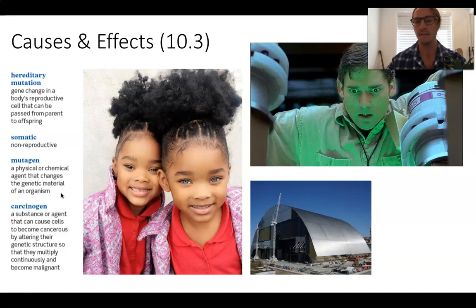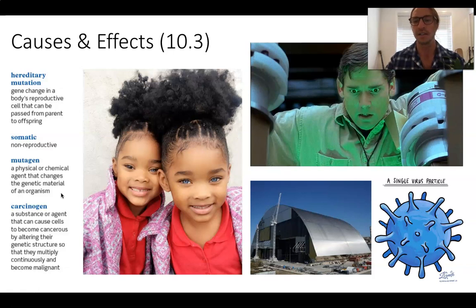Then we also have biological agents, and these can be bacteria or viruses, which insert their genetic material into our genome. Although there's a couple of examples here, this is only an extremely small sample of the types of mutagens that can cause mutations in our genome.